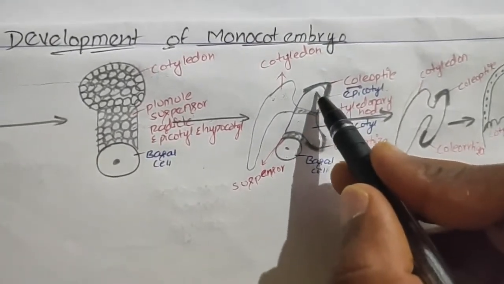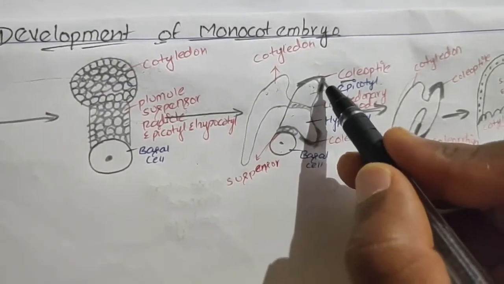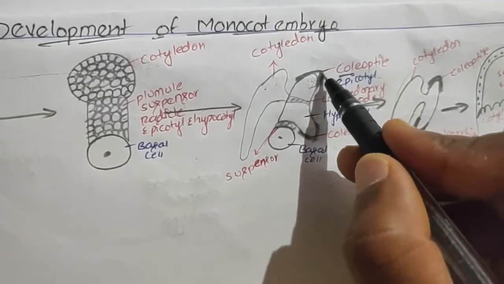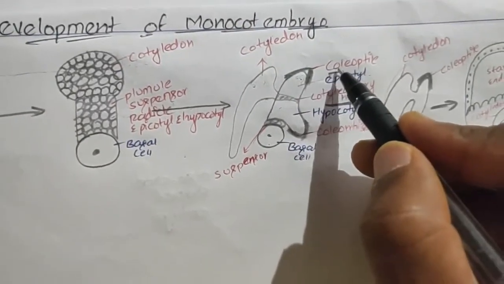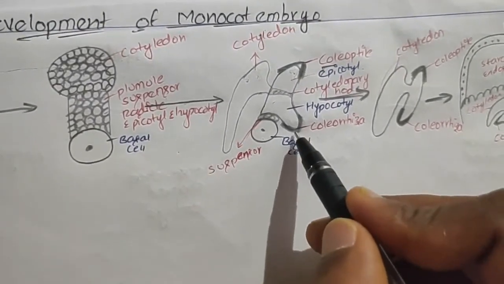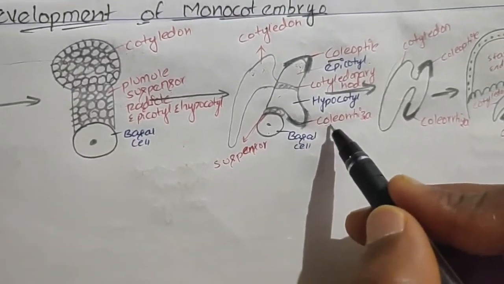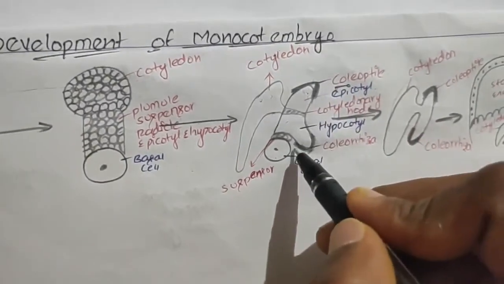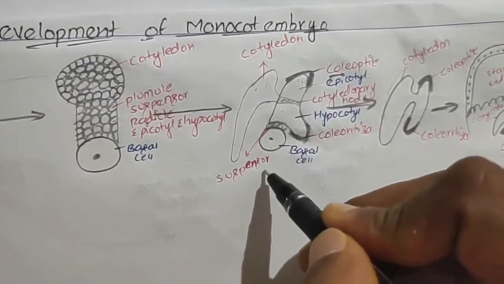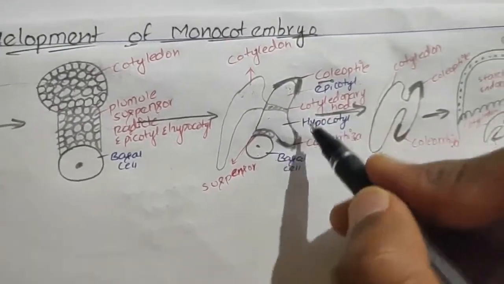In monocotyledon plants, the tip of the plumule is covered by a sheath, and this complete structure, both the sheath and the plumule, is known as the coleoptile. The root cap is covered by a sheath, and this complete structure, the root tip and the sheath, is known as the coleorhiza. In between the basal cell and the coleorhiza, some cells are present known as the suspensor. Later the basal cell and suspensor will degenerate.